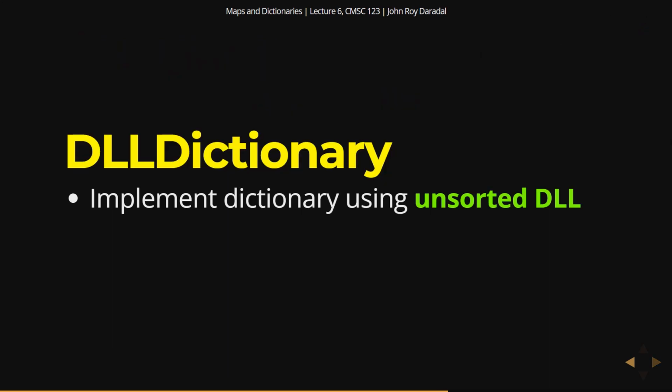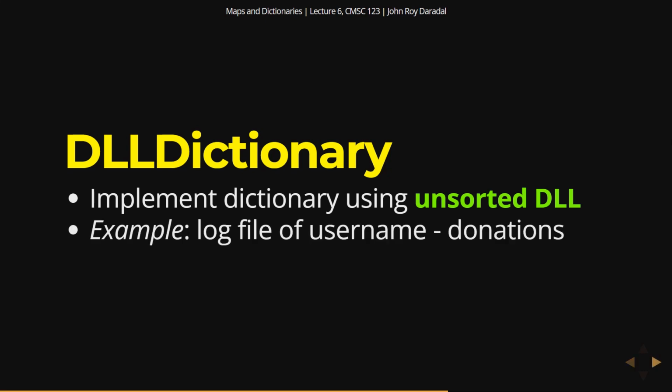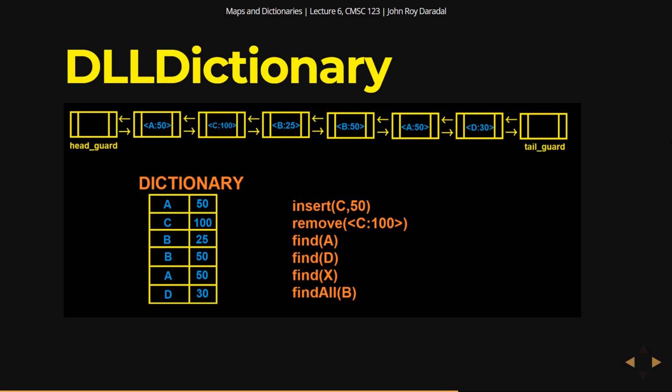Okay, so for dictionary, let's try it with an unsorted DLL. So DLLDictionary is implementing the dictionary using an unsorted DLL. An example of this would be a log file of the username donations that we used in the dictionary example earlier, right? So we have that example here. We have the dictionary of size 6. So user A donated 50, C 100, and so on.